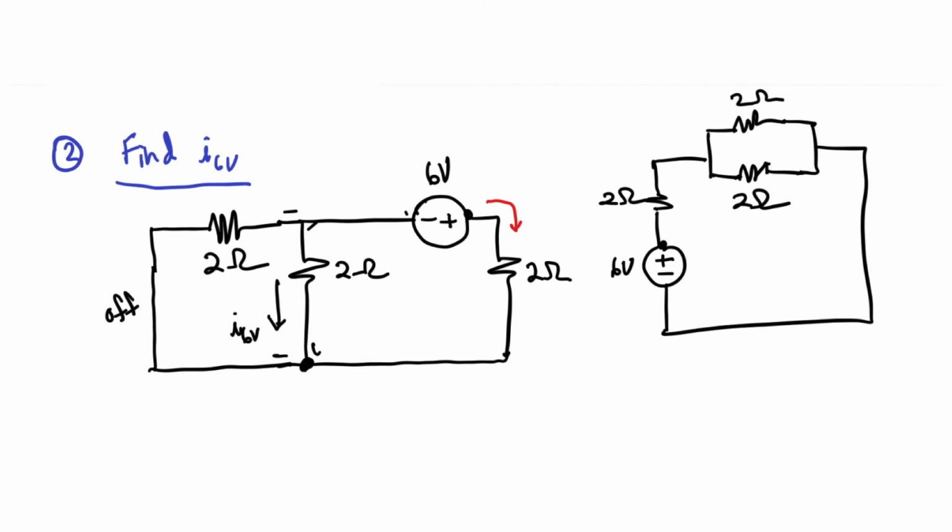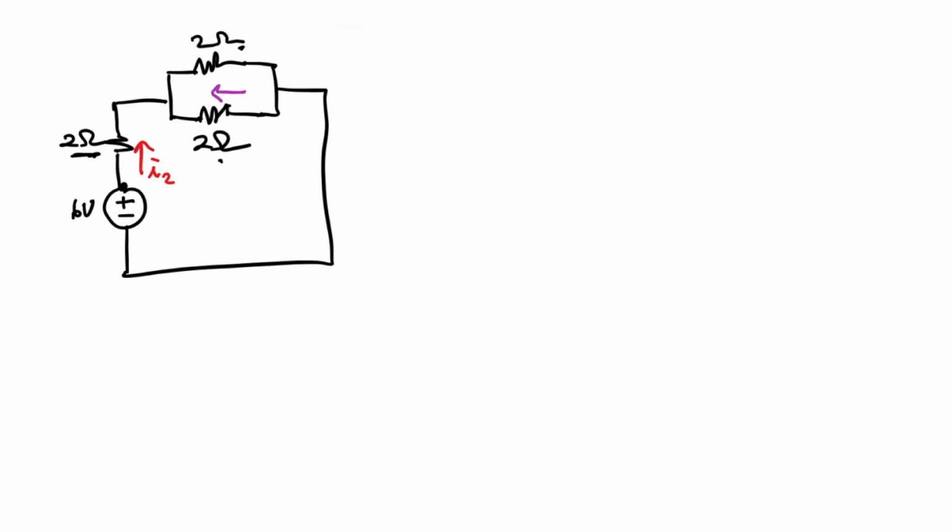Current is labeled coming out with my red label. Maybe I could call this I2 just to keep things straight. And then my I6V, which I've got labeled as going down on this diagram, would be labeled from right to left. All right, so the total resistance we have in the path would be 2 plus 1, or 3 ohms. So let me go ahead and draw that. 6 is I2 times 3. I2 is 2 amperes.